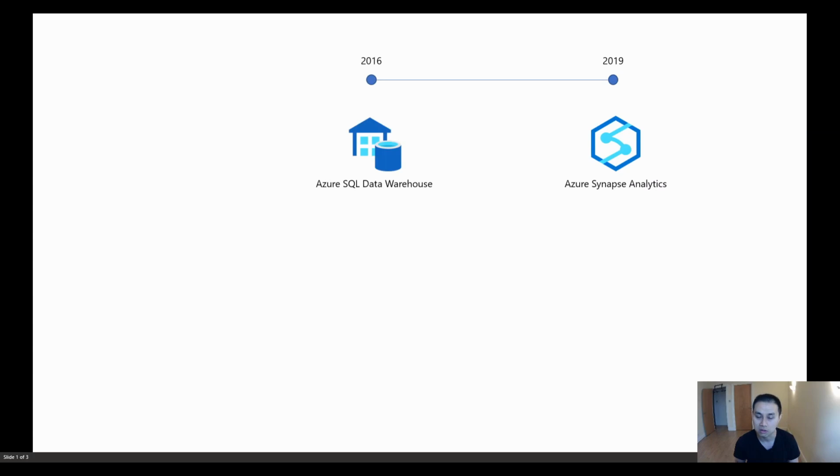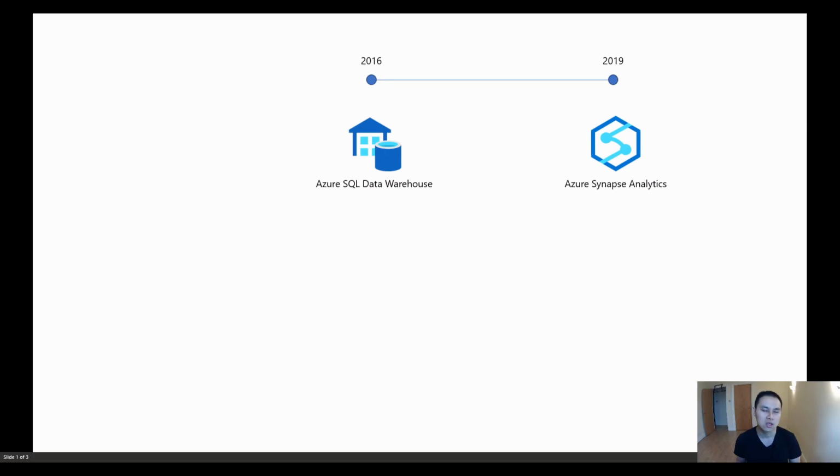Now, you might remember the time when this product came out. Yes, it's 2019, last year. And you might have heard that this is basically Azure SQL Data Warehouse rebranded. And you're right, in that sense. And that product came out in 2016.